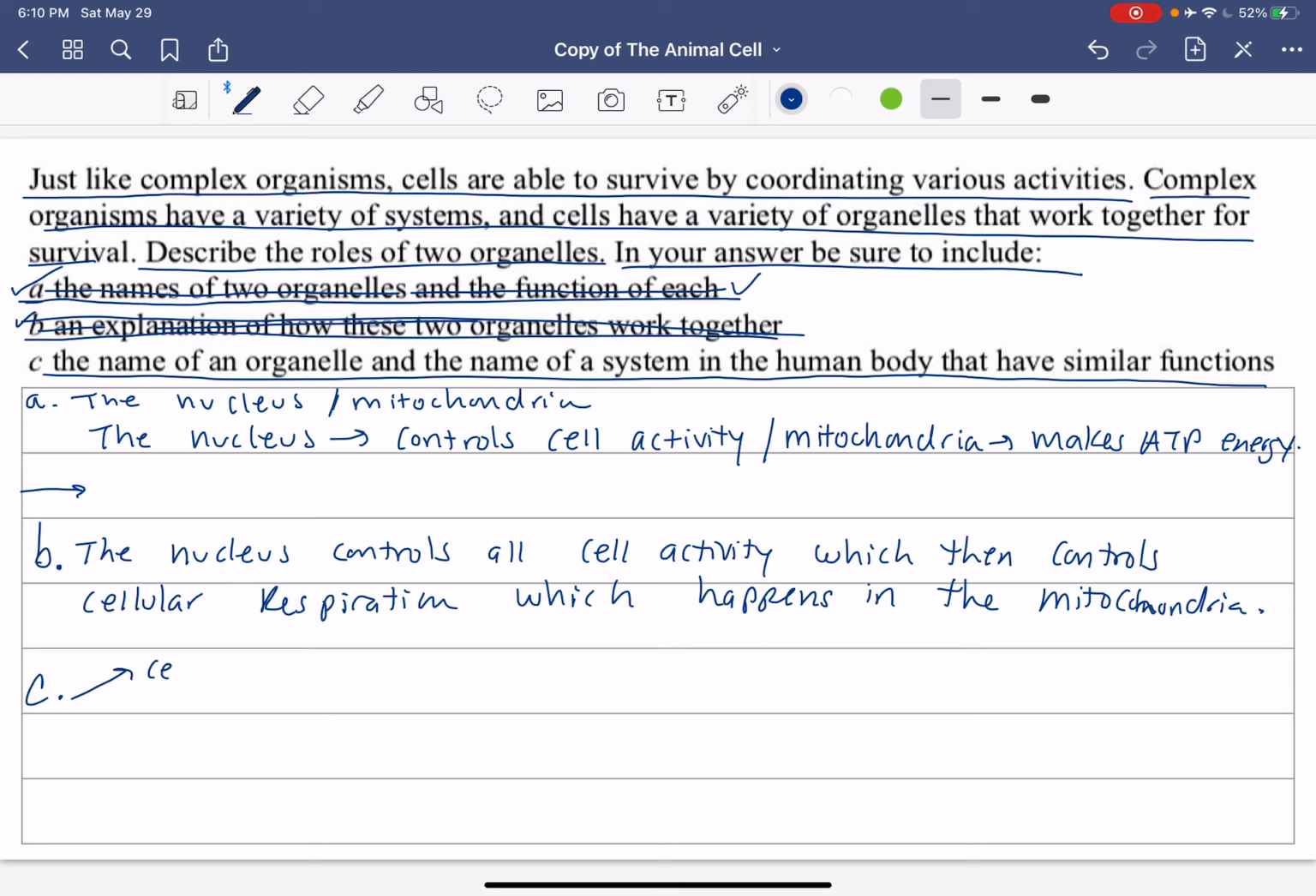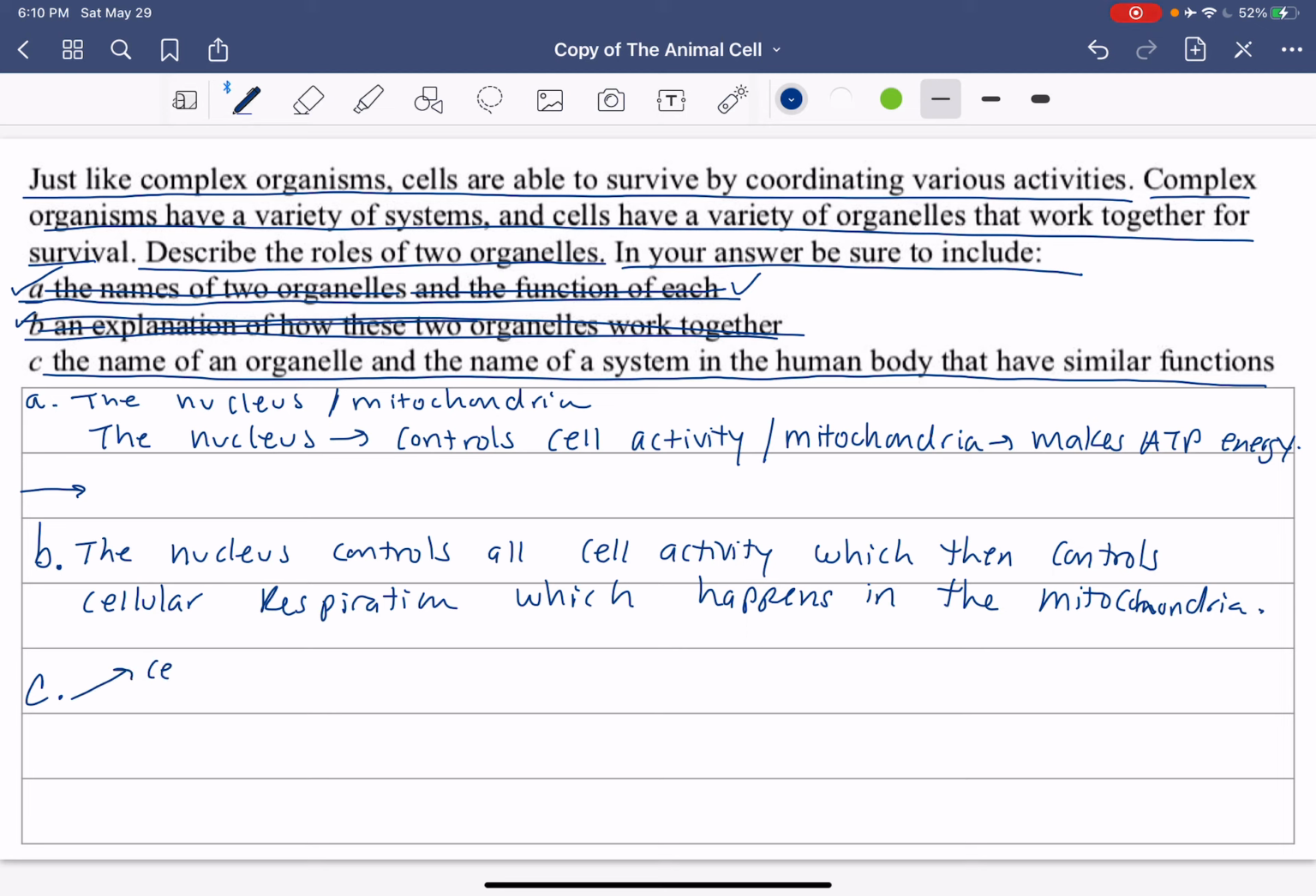So it acts like a brain. Acts like the brain of the cell. Resembles the nervous system of the human body. For some reason, and we can check off C.